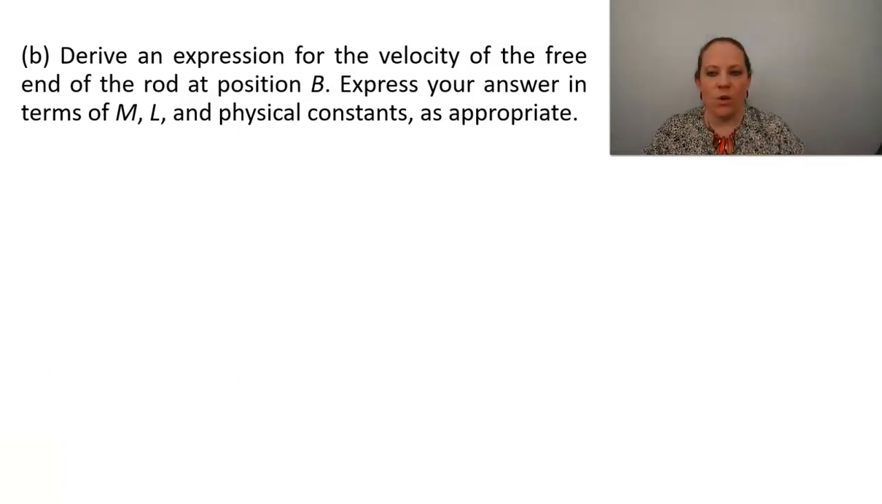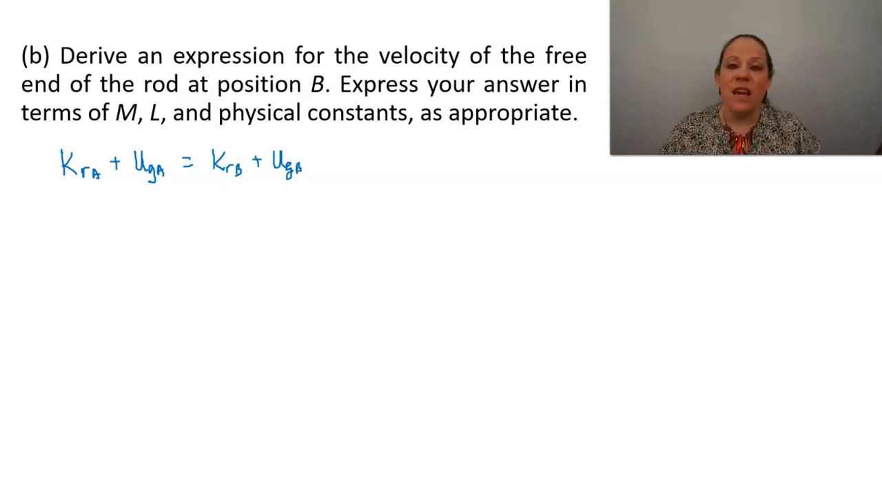In fact, we are going to start with the rotational kinetic energy at A plus gravitational potential energy at A, and that will be equal to our rotational kinetic energy at B plus gravitational potential energy at B. Because, of course, the center of mass of the rod is changing position as the rod swoops down. So that's how we're going to think about gravitational potential energy.